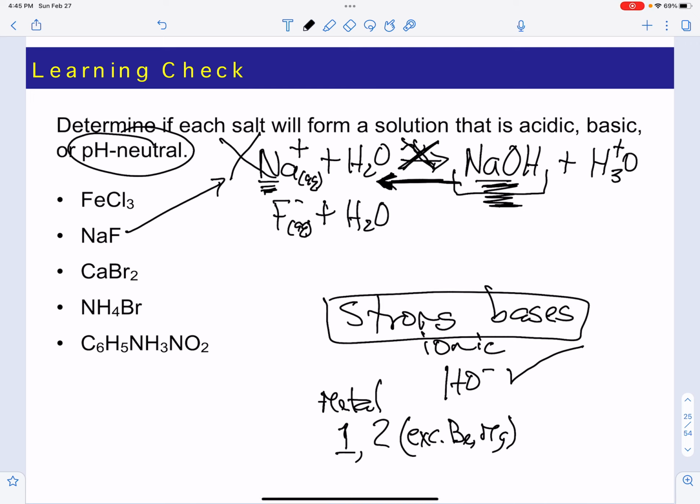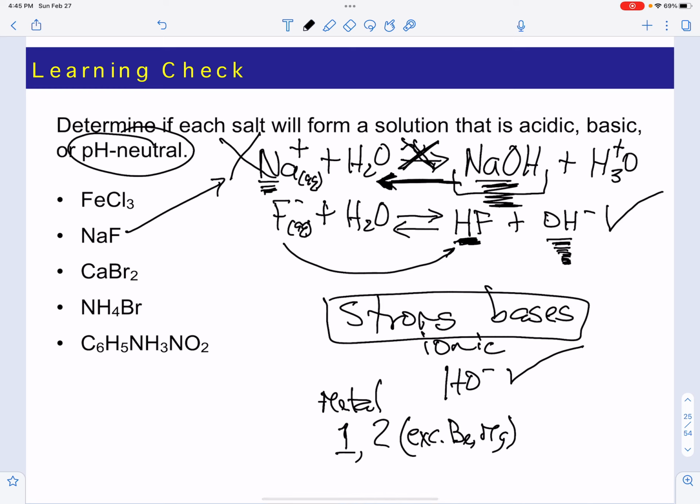What about the fluoride? Well, the fluoride is going to combine with the H from the water. F negative is a base, and it's going to produce OH negative. And according to the Arrhenius definition, anything that increases the concentration of hydroxide is a base. Well, let's look at this. We just created the conjugate acid, which is a weak acid. Therefore, it's going to establish an equilibrium, which means this will happen. And since this is creating OH, it's going to make the solution basic.